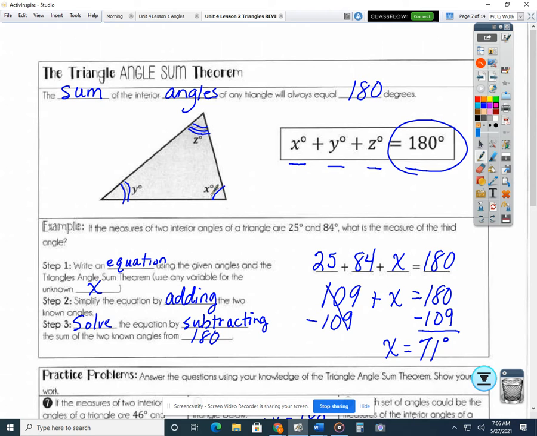So in our example here, we have x degrees for this angle, y degrees for this angle, and z degrees for this angle. When we add all three together, x plus y plus z, they must equal 180 degrees.